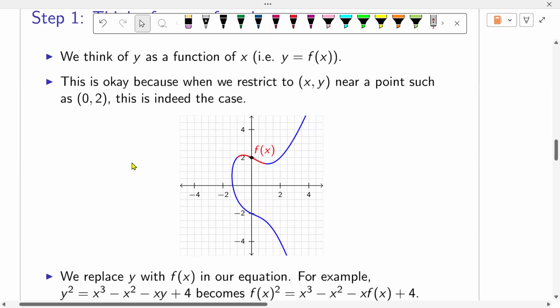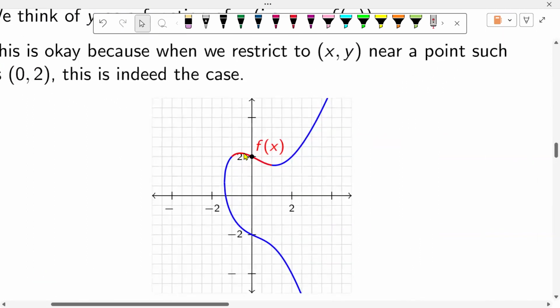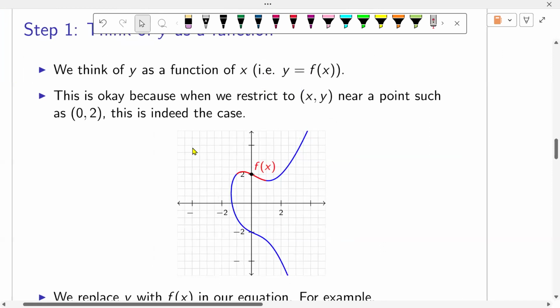So long as you are not colorblind, you should see this blue curve here. And do you notice this red thing here, that little red portion I highlighted? Is that a function? Well, yeah, technically. This is a function right here because it passes the vertical line test. And so theoretically, I can think of this portion of the curve as being a function of x.